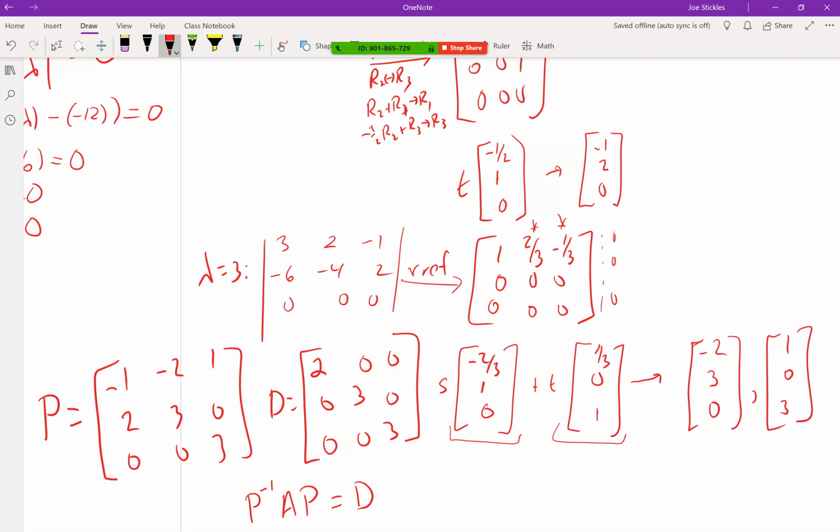And like I mentioned last time, the order in which you put the columns for P does not matter. But once you pick the order for the columns of P, you've picked where you're putting the eigenvalues. So if you put this negative 1, 2, 0, say in column 2, then you're going to put the 2 in the 2, 2 spot in your diagonal matrix.